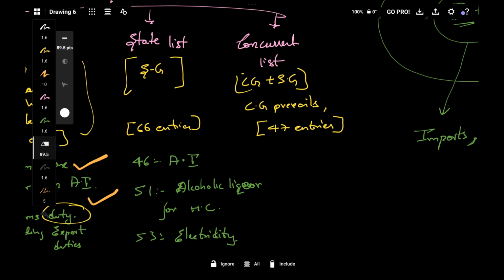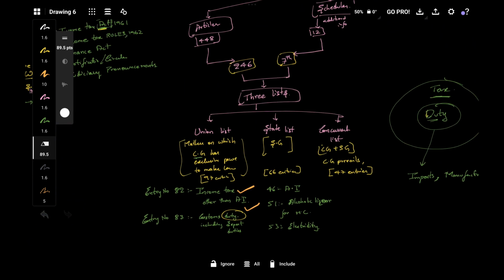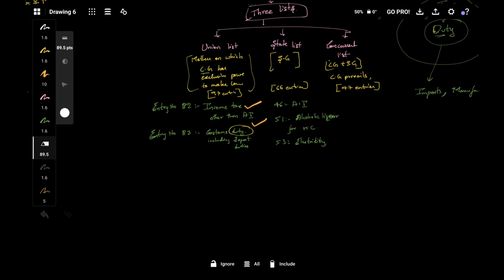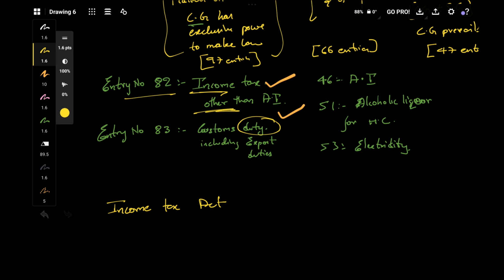I hope this is clear, and let's continue with our subject. We have completed the Constitution of India, which has given us these 3 lists. Now, we are talking about the Income Tax Act. This is the power of the central government. The Constitution has given this power to the central government, that it can levy tax on income.